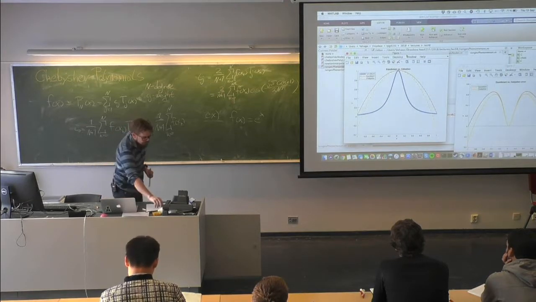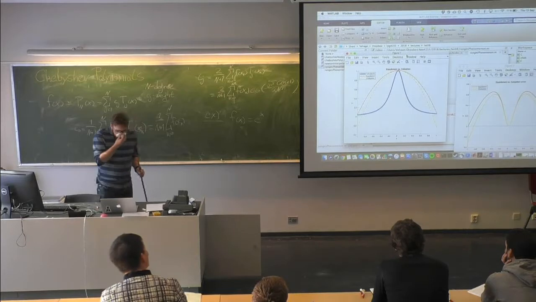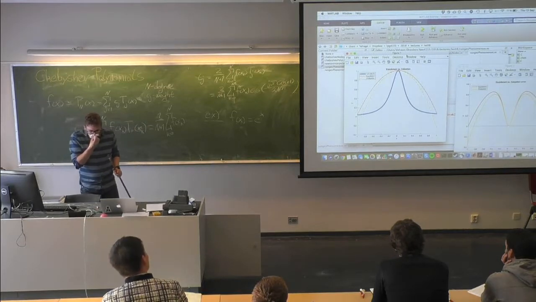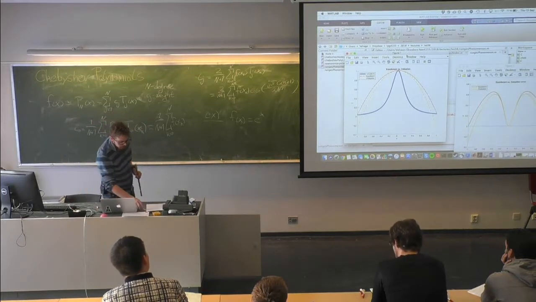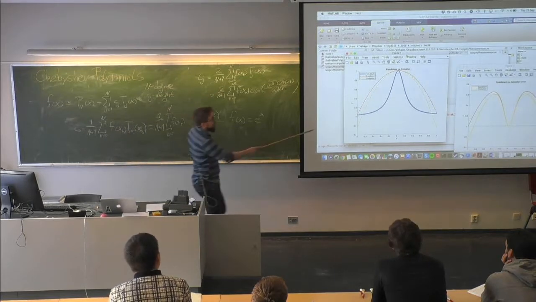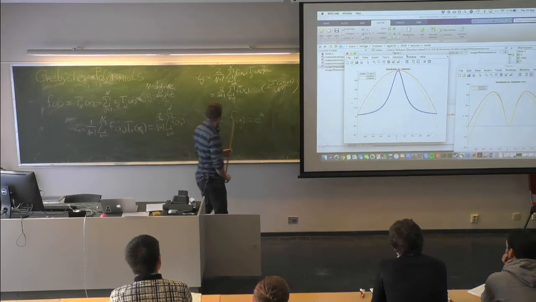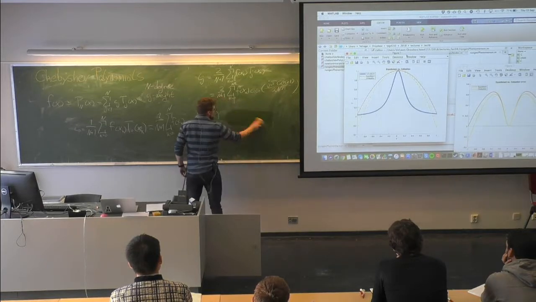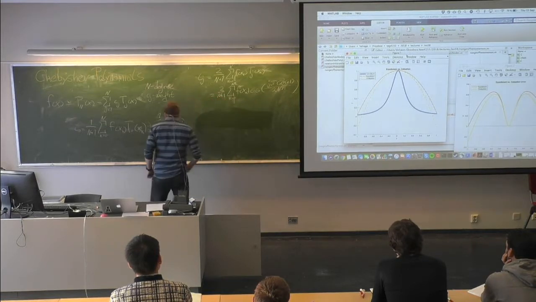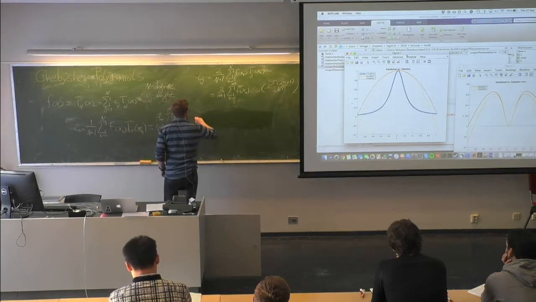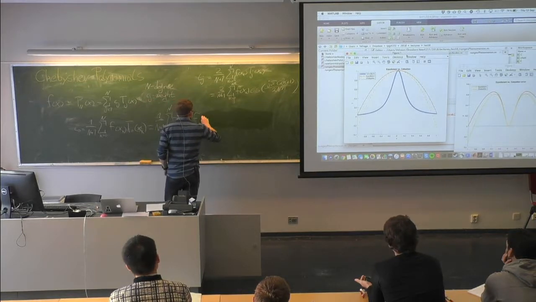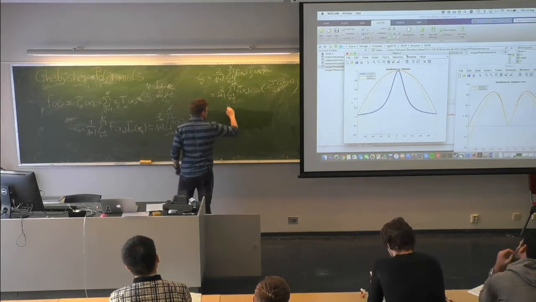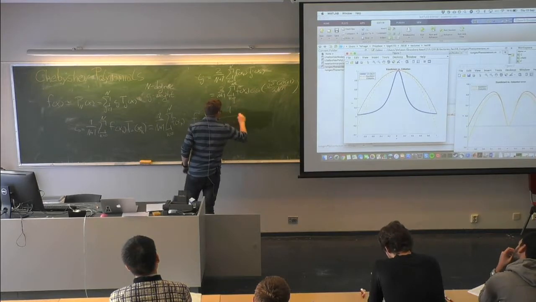Okay, so what we're looking at now is the ringing phenomena. I mean, you don't see the ringing that much in this case, but you will. So the function we are looking at now is sometimes called Runge's function, f of x equals 1 over 1 plus 25 x squared.